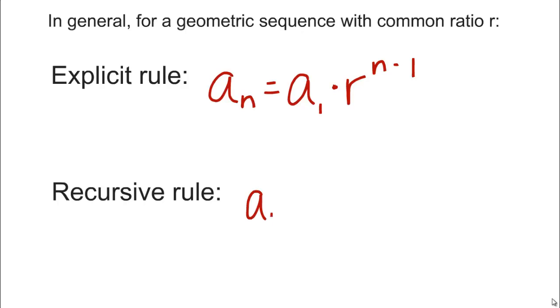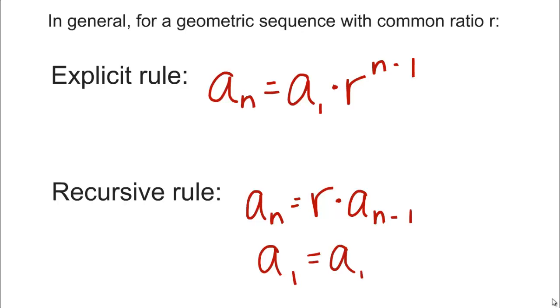Our recursive rule is going to look similar to what we saw before. Take your common ratio and multiply it by the previous term. That will give you the next term. And of course we have to say whatever a1 is equal to, so we put that there as a reminder. Now we have a general form for an explicit and recursive rule for any geometric sequence.